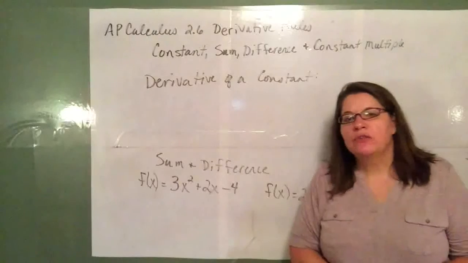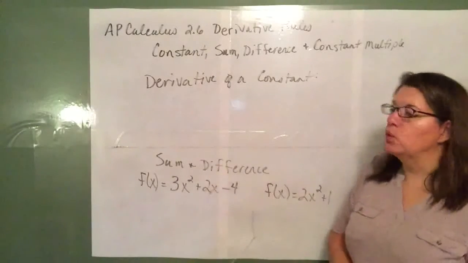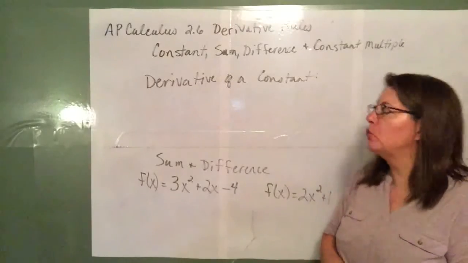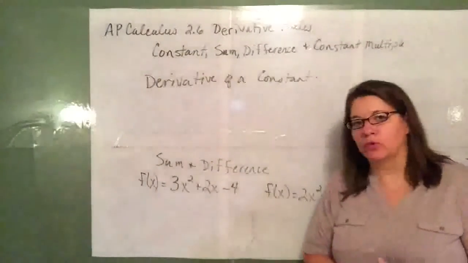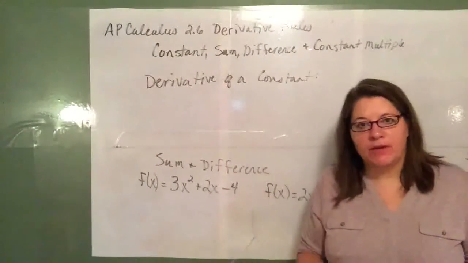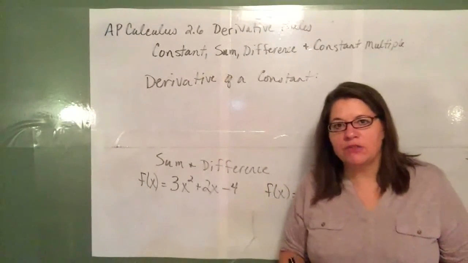This is AP Calculus 2-6, derivative rules, and today we're going to talk about the constant rule, the sum and difference rule, and the constant multiple rule. First of all, we're going to talk about the derivative of a constant. Now remember, a constant is just a number that stands alone.